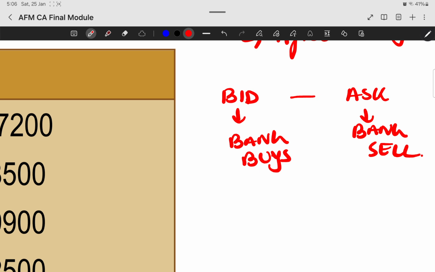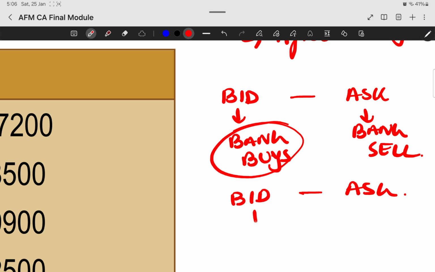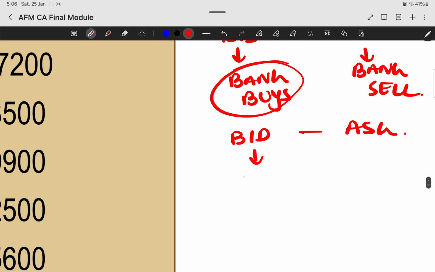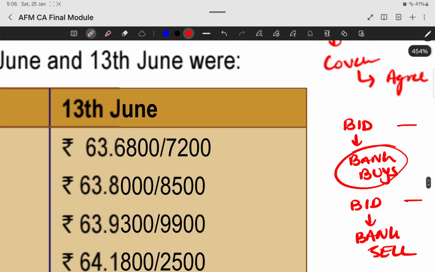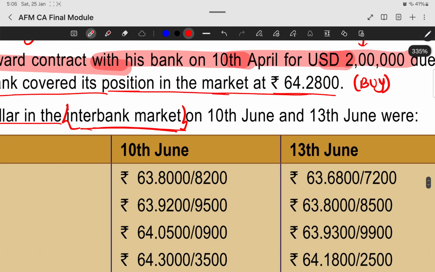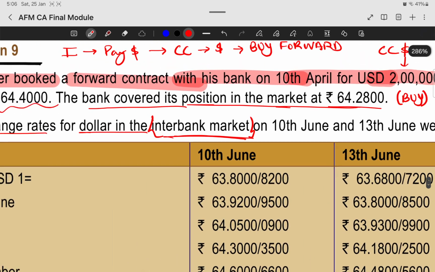But in the interbank, the bank itself becomes the customer, and therefore the bid rate means this is the rate at which the bank sells, just like the customer, and the ask rate is the rate at which the bank will buy. Okay, that is the intuition for the interbank rate, else the problem would not be solved very clearly.